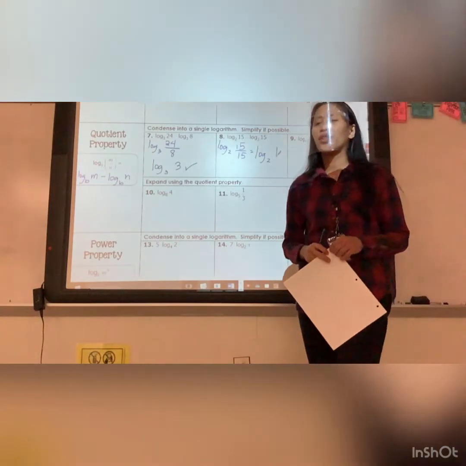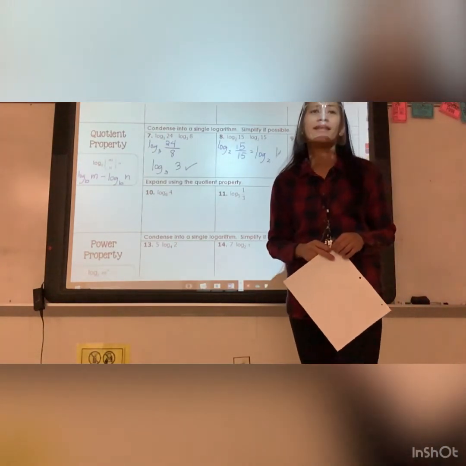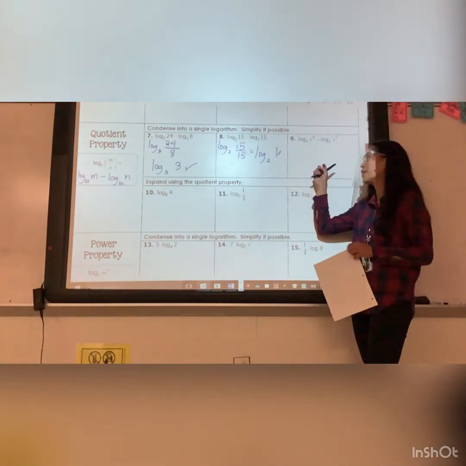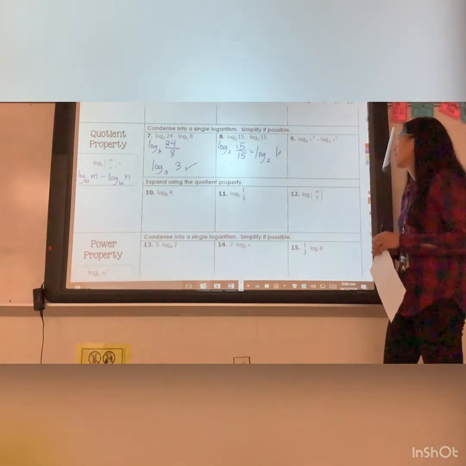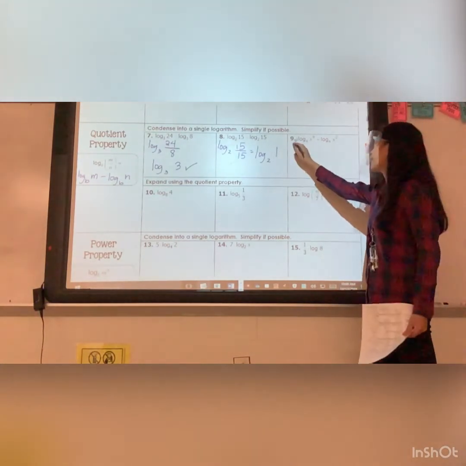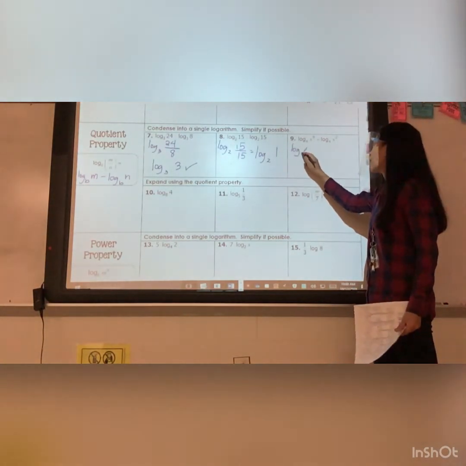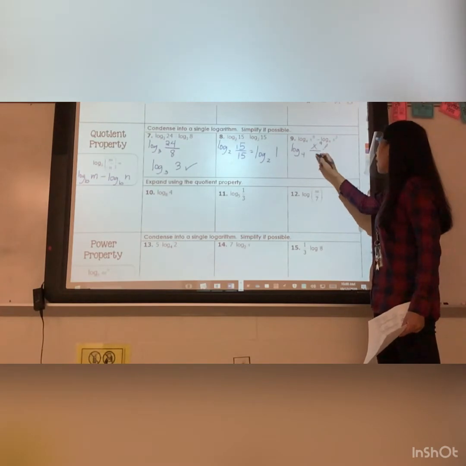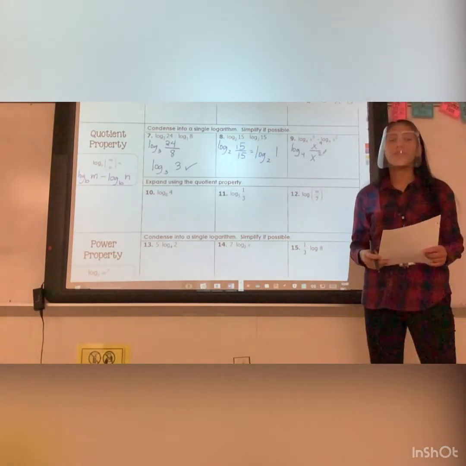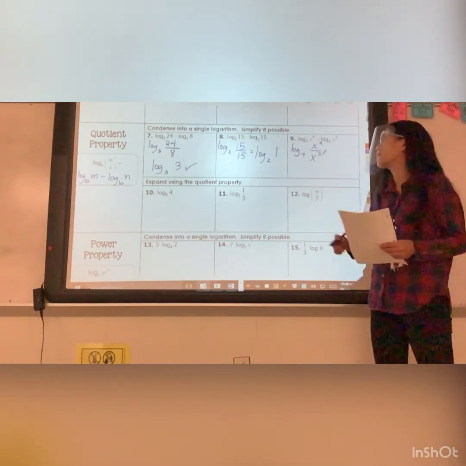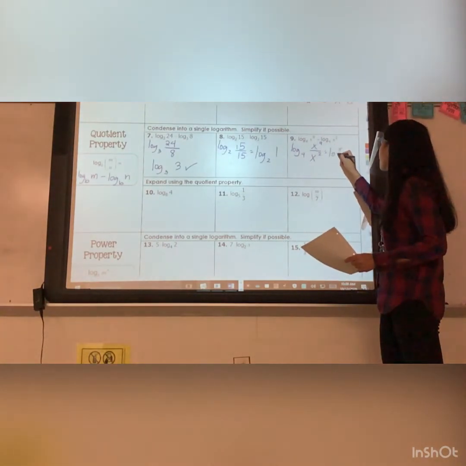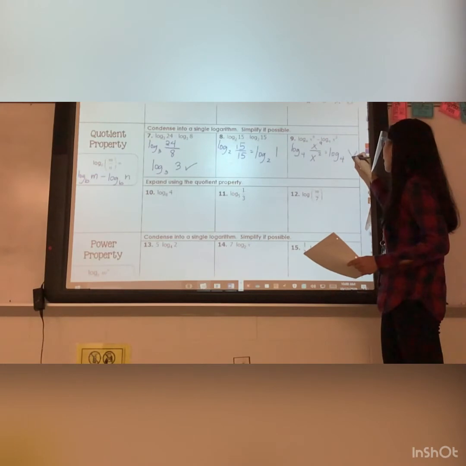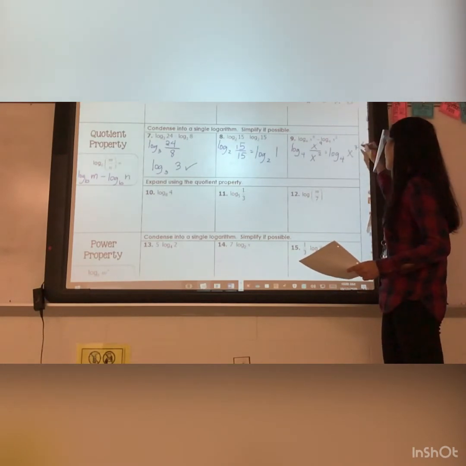Okay? How about this? If it's subtraction, what do you do with the exponent? Subtract. Okay, can you please do it? Let me set it up for you. So you have log base 4 of x to the 9th power divided by x to the 2nd power. So what's your final answer? Log base 4 of x to the what? 7. To the 7th power. That's it.